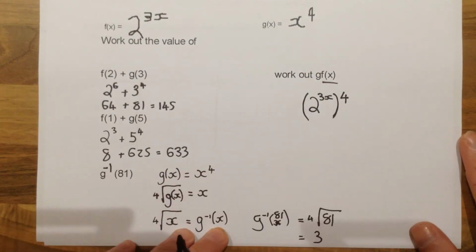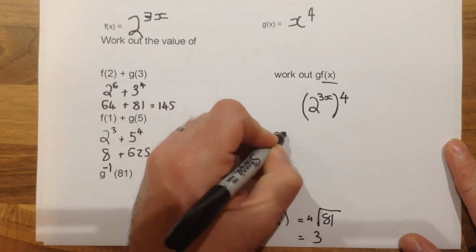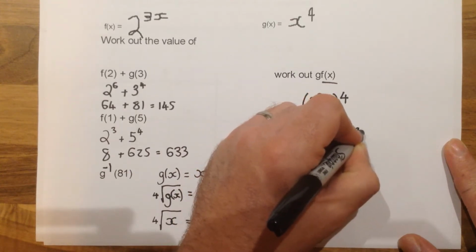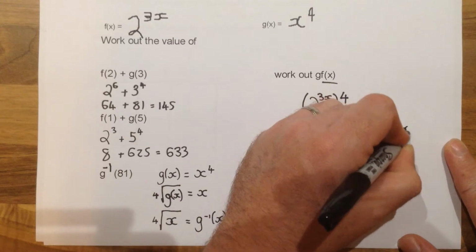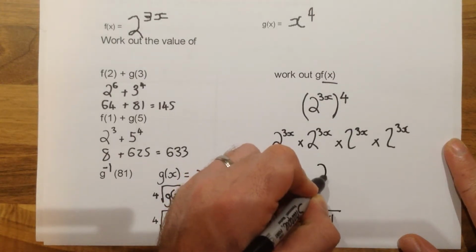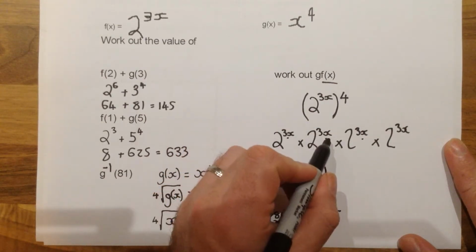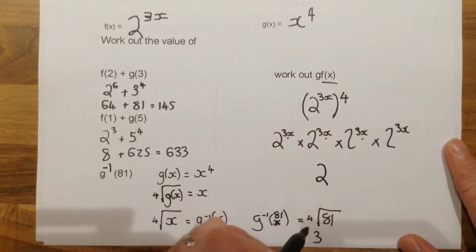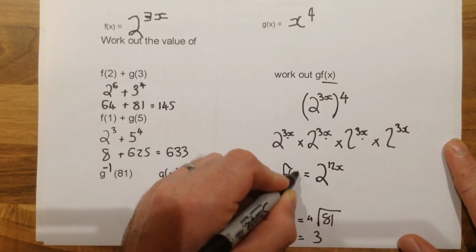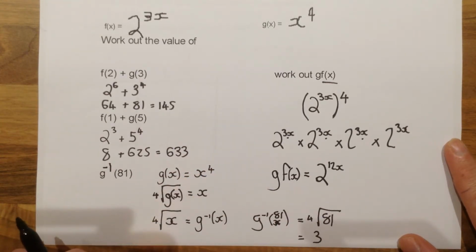Now remember, if I do something to the power of 4, that simply means I times it by itself 4 times. So here I would write 2 to the power of 3x times 2 to the power of 3x, and repeat this, so I've got 4 of it. Now when you are timesing numbers together with powers, remember the quick way of working it out would be to do 2 and then add together the powers. So 3x plus 3x plus 3x plus another 3x would give us 12x. And this is the value of g of f of x.